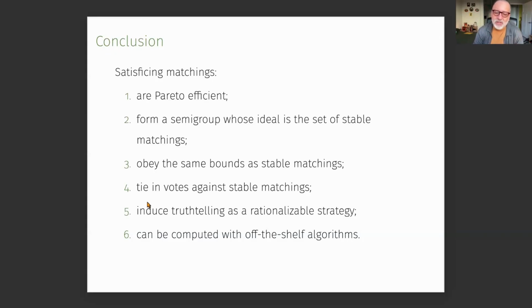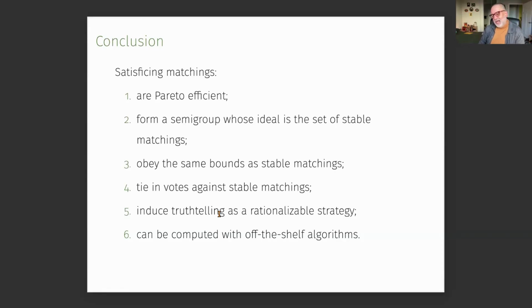Something that we find pretty cool is that satisficing matchings induce truth-telling, not as a Nash equilibrium. We know that that cannot be sustained. That's Roth's theorem. But we can prove that, at least as a rationalizable strategy, satisficing matchings induce truth-telling. So do stable matchings. But we don't lose that property when we go to satisficing matchings.